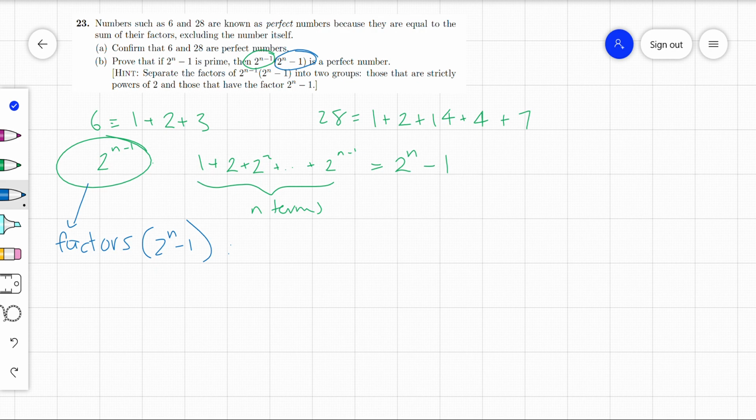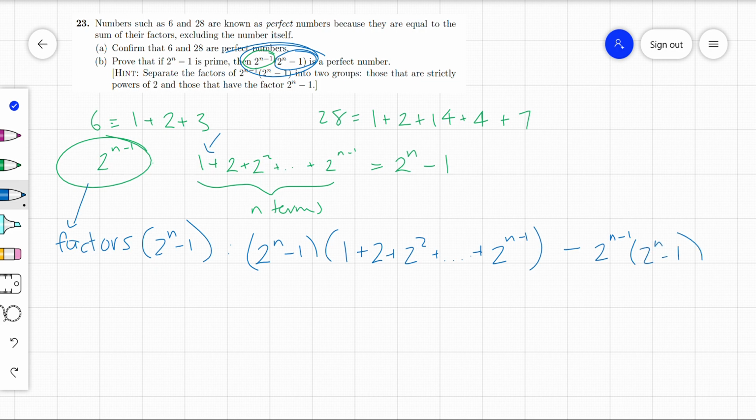So let's just times them by 2 to the n minus 1. We could have this factor times 2 to the n minus 1, this factor, and this factor, all the way up to this last factor times 2 to the n minus 1. Now the problem with that one is that we're including the whole number, which we're not allowed to, so I'm going to have to subtract that one in a second. It's just easier to add it in, and then subtract that one.